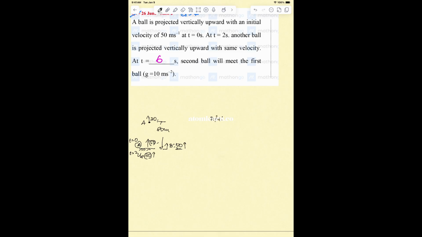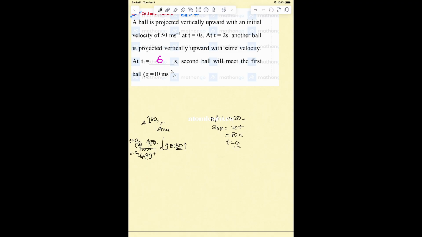B relative to A, therefore, is VB minus UA, which is 20 plus 20. Then the g gets cancelled from 2 seconds onwards. Therefore, now we have to take it as S B relative to A is 20t. 20t should be equal to how much? 80 meters. Therefore, t is equal to 4 seconds. This is after 2 seconds.